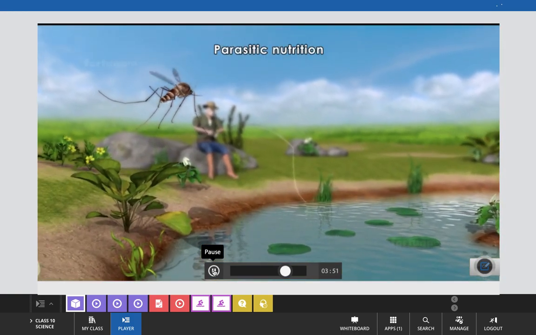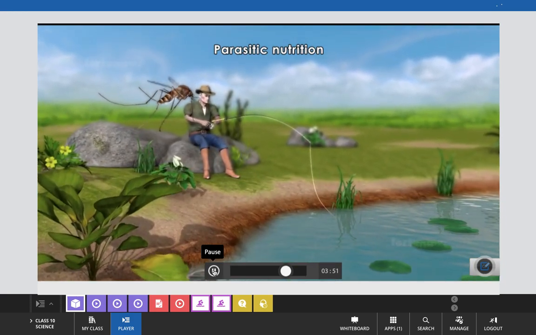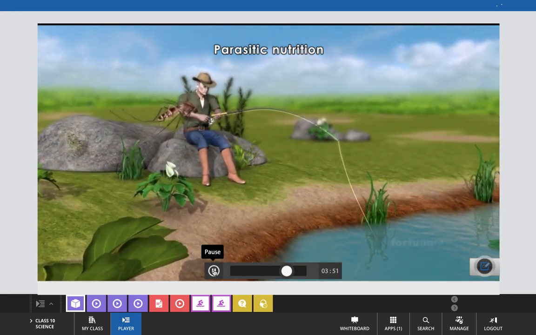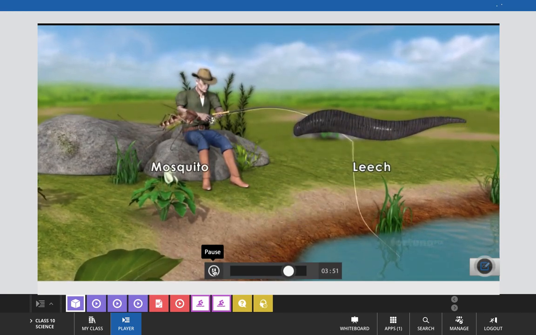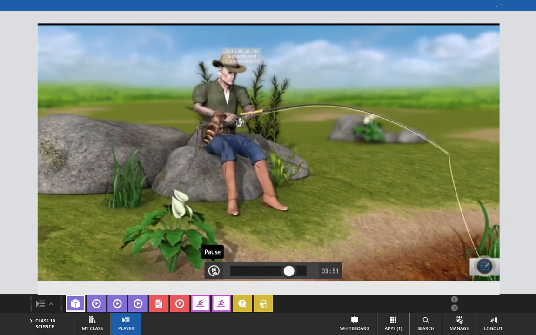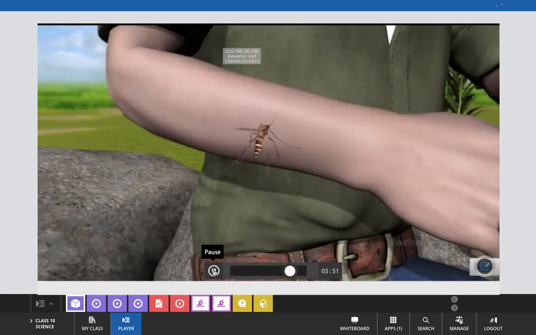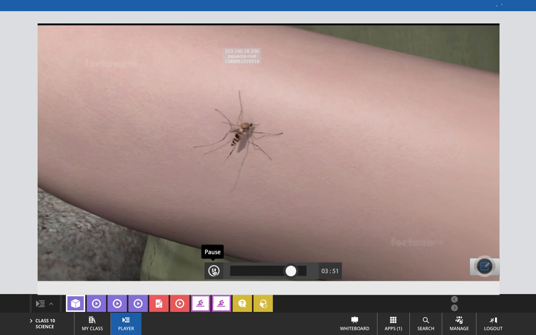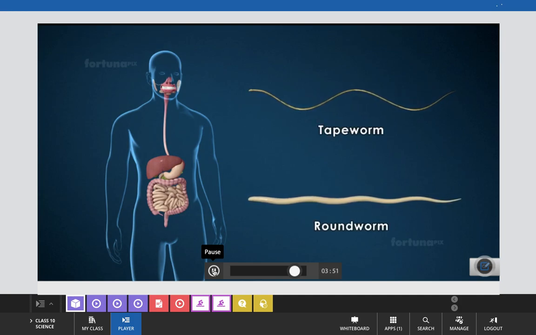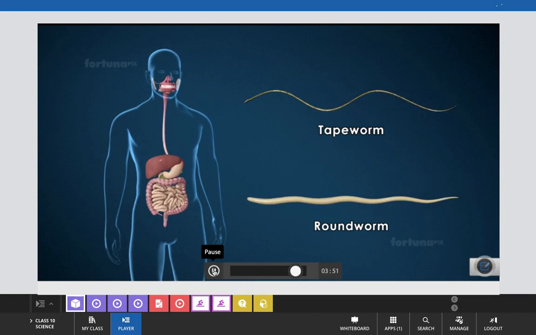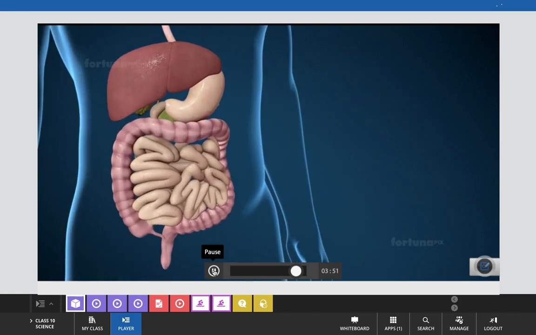Parasitic nutrition is the process by which one organism, a parasite, will feed on another organism, its host. Mosquitoes and leeches survive using parasitic nutrition. The mosquito, an external parasite of humans and animals, will pierce our skin to feed on our blood. A mosquito feeds on the host as an ectoparasite, meaning external. Worms such as the tapeworm or roundworm are endoparasites, living inside the intestines of their host.